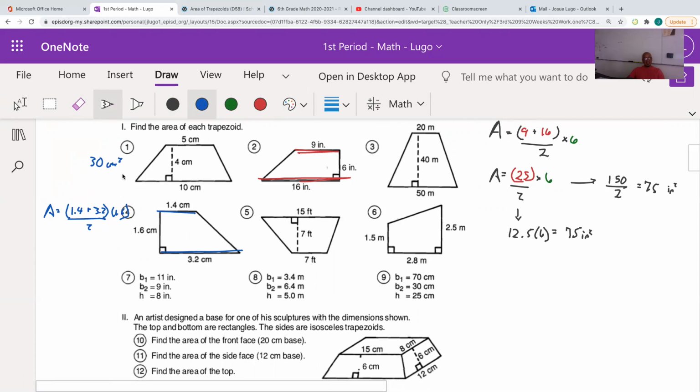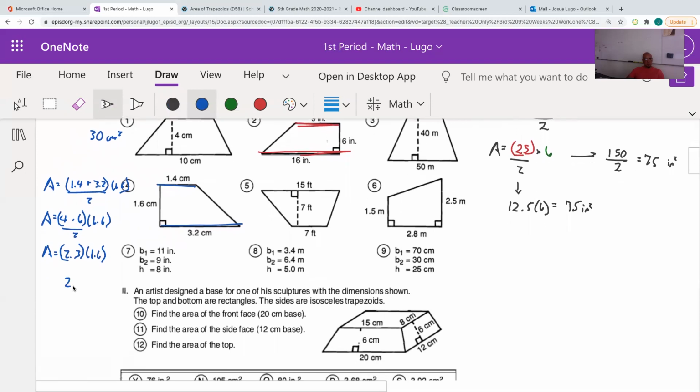All right, let's go ahead and add the bases. That is always my first step. So when I add the bases, I get 4.6, right? 1.4 plus 3.2 is 4.6, over 2 times 1.6. All right, I'm actually going to divide this one by 2 first. I feel like that's going to be easier. That's going to give me 2.3. So I'm going to do 2.3 times 1.6, and that's going to give me the area.